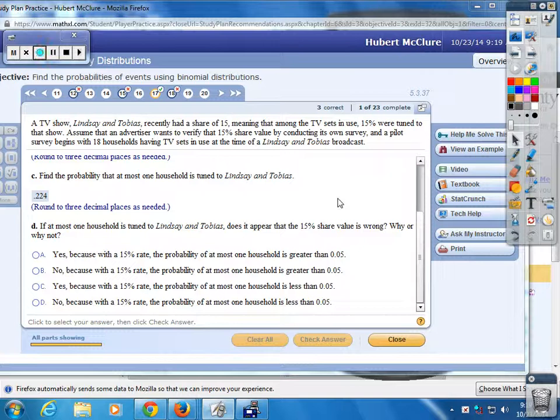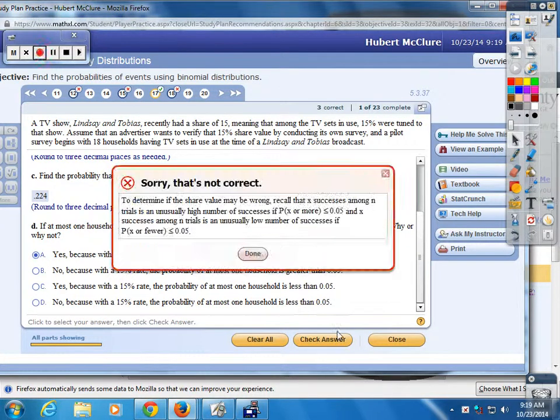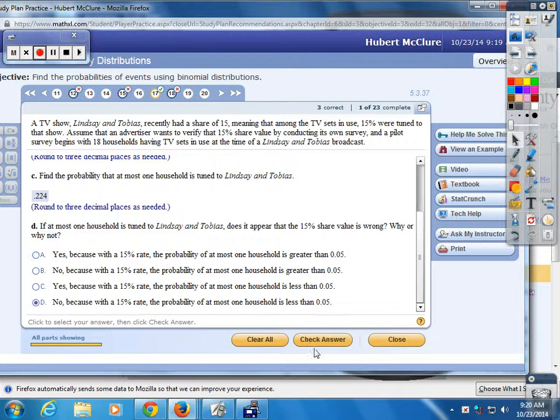I would say yes. Because the 15% rate, the probability of most households is greater than 0.05. But that 46 seems awfully large. Just check it out. Nope. Well, it's B. Oh, there's the no right there. I said yes. No. If at most the household is tuned to Lindsay and Tobias, does it appear that the 15% is wrong? It says no.